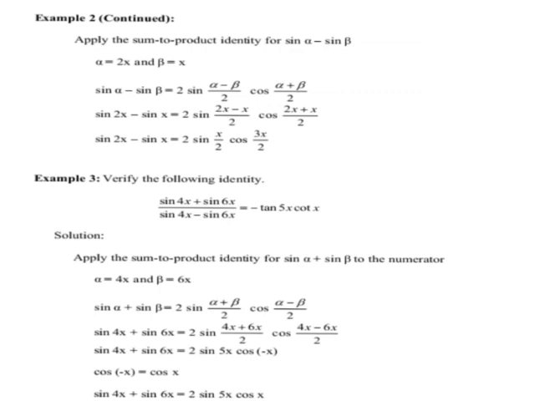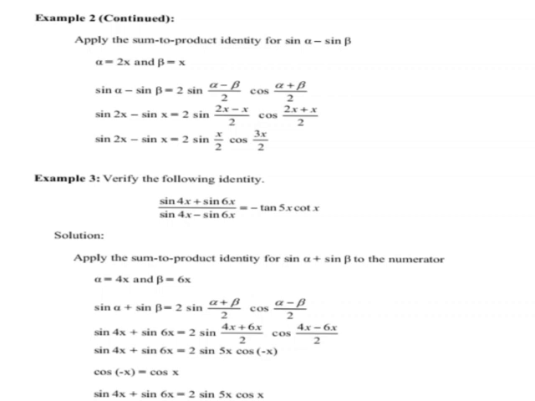The continuation of example number 2. Then apply the sum to product identity for sine A minus sine B. A is equal to 2x and B is equal to x. Sine A minus sine beta is equal to 2 sine of (A minus beta) over 2 cosine of (A plus beta) over 2. So the value of A is 2x, so sine 2x minus sine, and the value of beta is x, so minus sine x is equal to 2 sine.